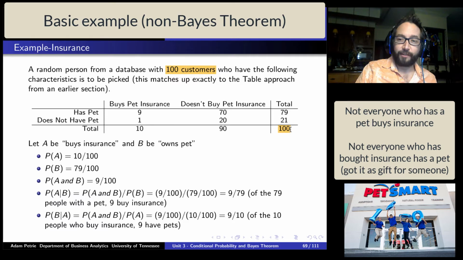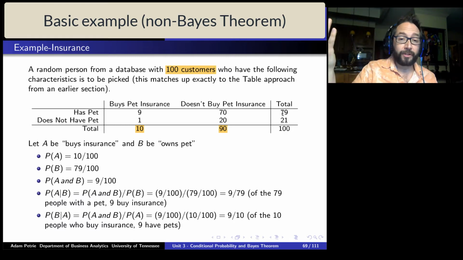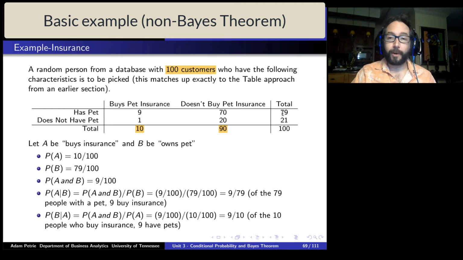And based on the transactional records, one thing that we know is that 79% of the customers actually do have a pet, and the remaining 21% do not. And likewise, from those transactional records, of those 100 customers, 10 of them have bought pet insurance at some point through PetSmart in the past, whereas 90 have not bought it. So let's answer some probability questions about the event having a pet or not having a pet, buying pet insurance, not buying pet insurance, and then some combination of those two as well.